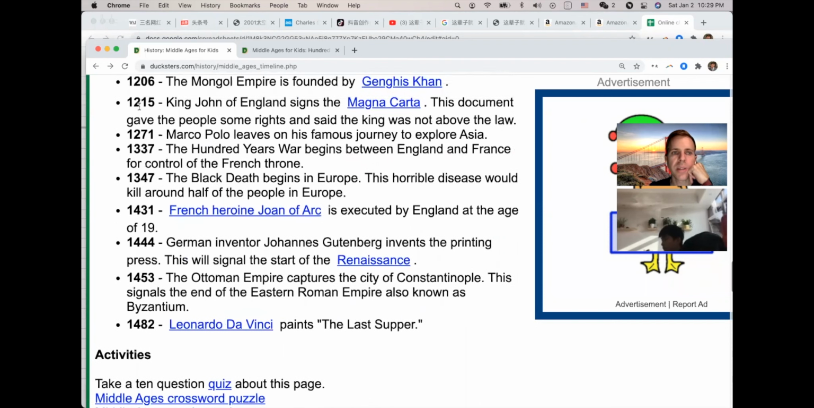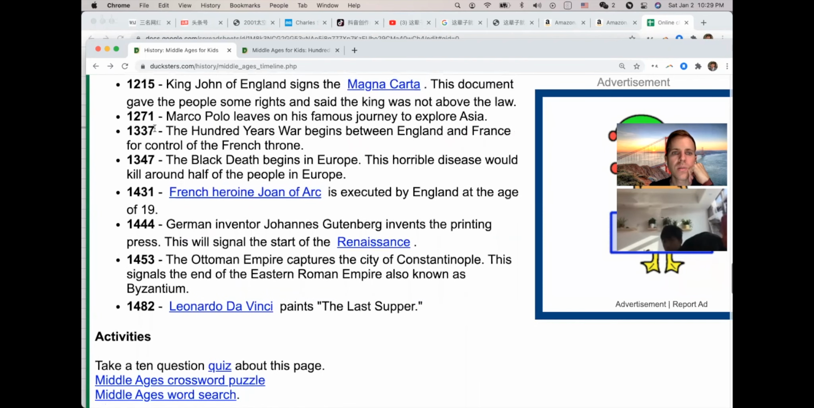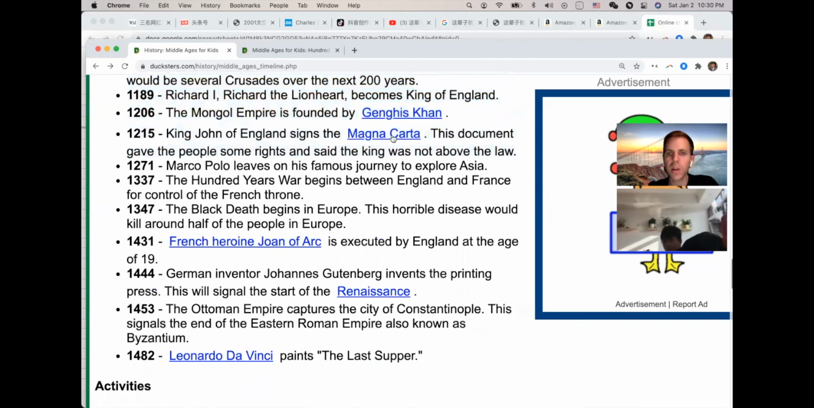Here, let's talk more about England. We're looking at an overview now. This is a very famous one. Can you read this one, 1215? King John of England signs the Magna Carta. This document gave people some rights and said the king was not above the law. This is an important one for the way that the West developed.